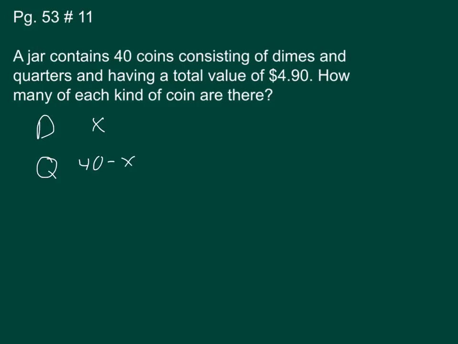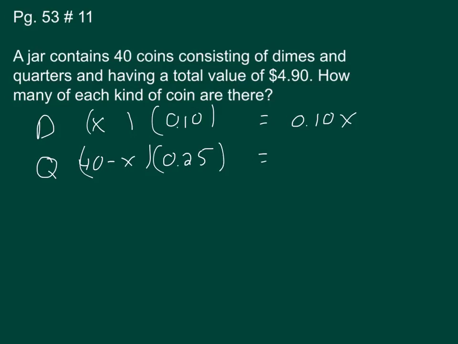We know the value of a dime is 10 cents, which you can call 0.10, and the value of a quarter is 25 cents, so 0.25. And again, it's quantity times value, so if there's X dimes, that's going to be 0.10X dollars. Doing the same multiplication down here, we're going to distribute the 0.25, and that's going to give me 10 minus 0.25X, and that's the value of the quarters.